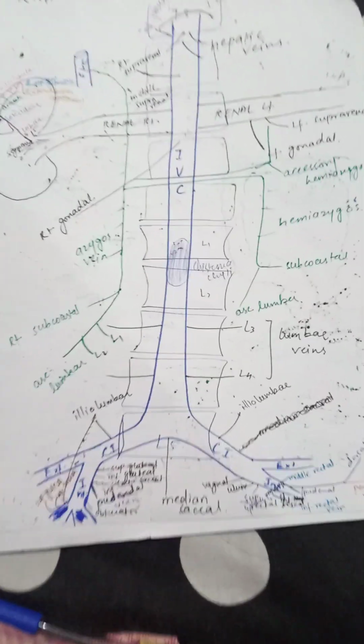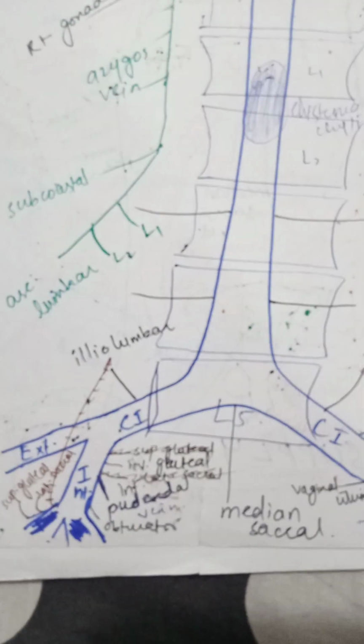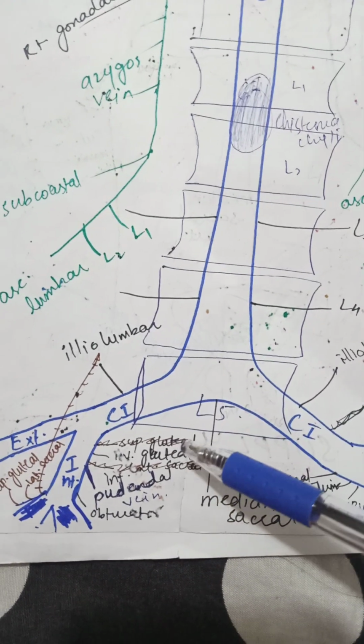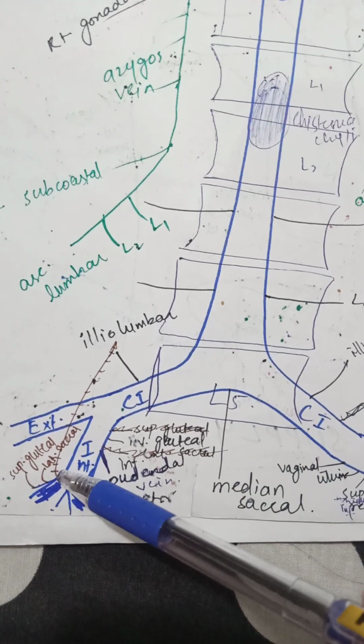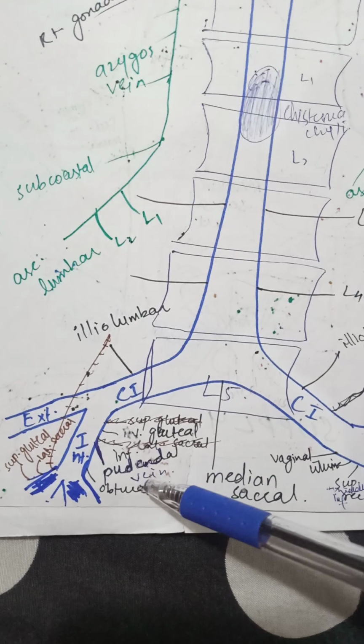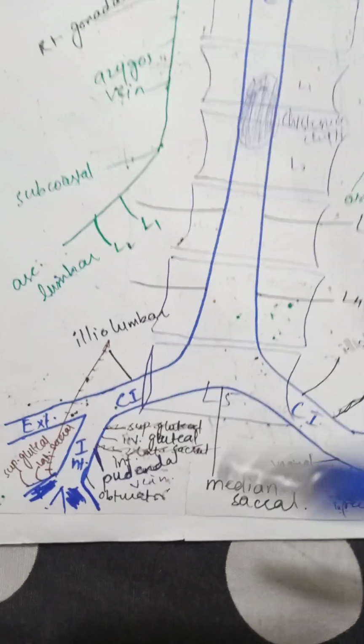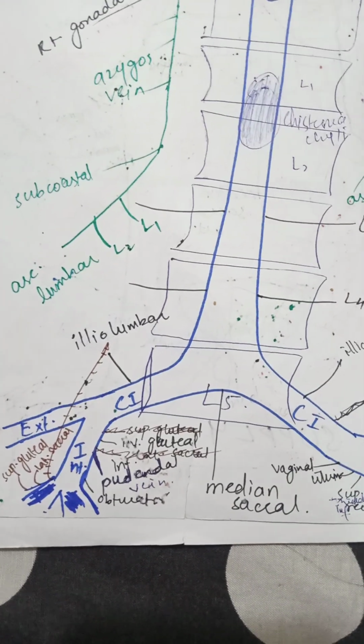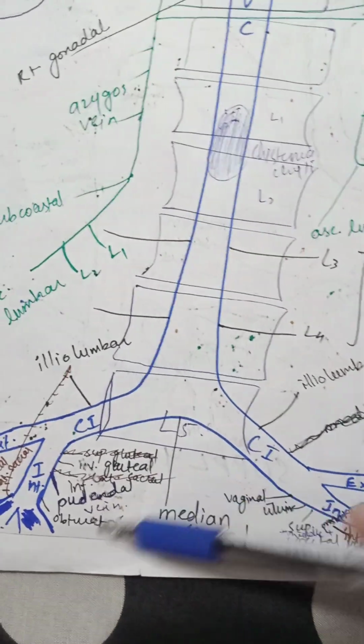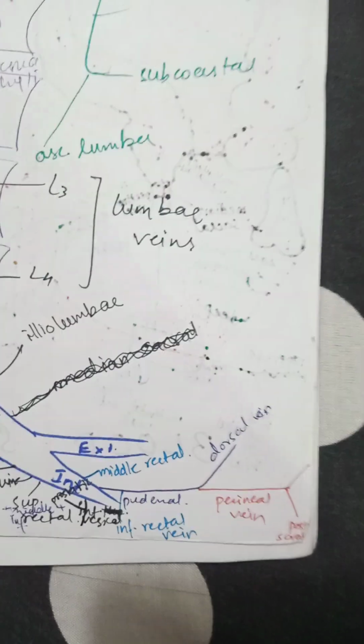Now you can see the internal iliac vein gives the inferior gluteal, superior gluteal, lateral sacral, obturator and pudendal veins. These are all the branches that are given outside the pelvic wall. The pudendal vein, we can discuss it now. It is given outside the pelvic wall.